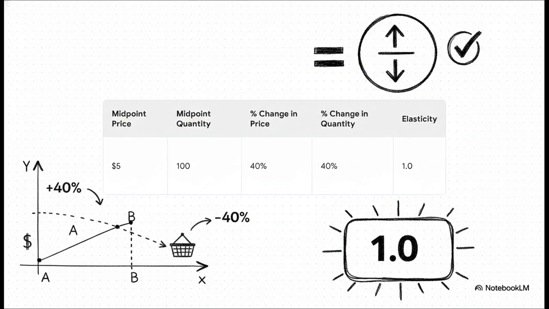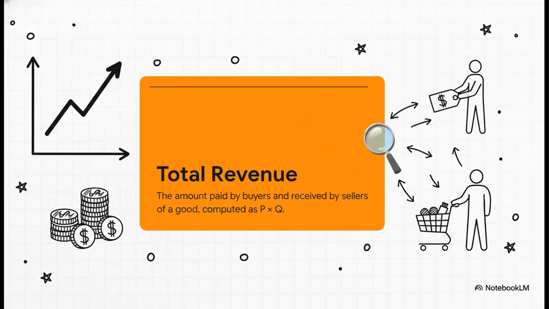Now let's recalculate. The price change is $2. So $2 divided by our new midpoint base of $5 is 40%. The quantity change is 40 units. 40 divided by our midpoint base of 100 is also 40%. Now, what's 40% divided by 40%? It's exactly 1.0, and it's the same answer whether you go from A to B or B to A. Problem solved.